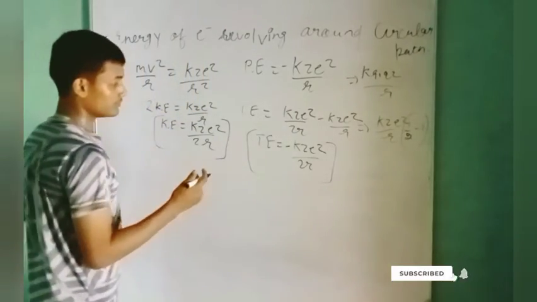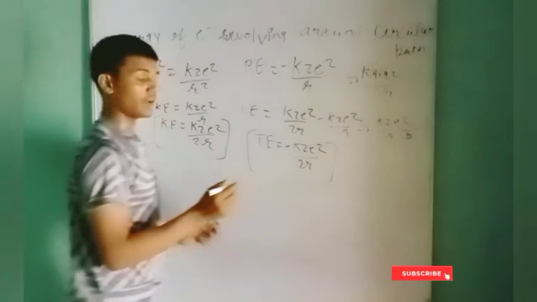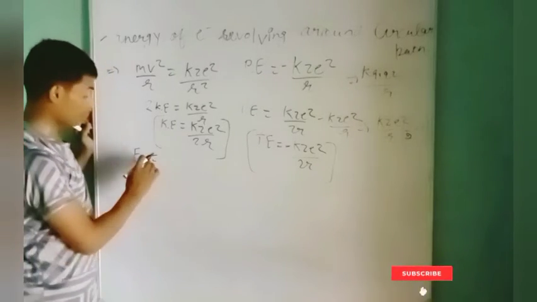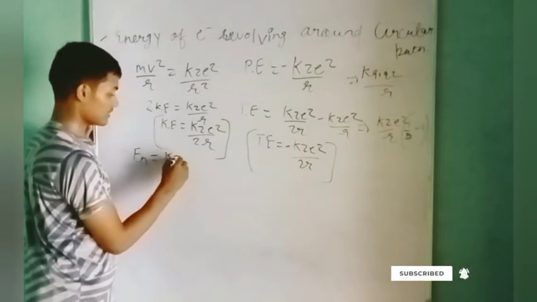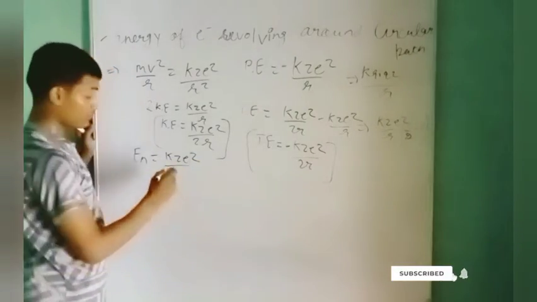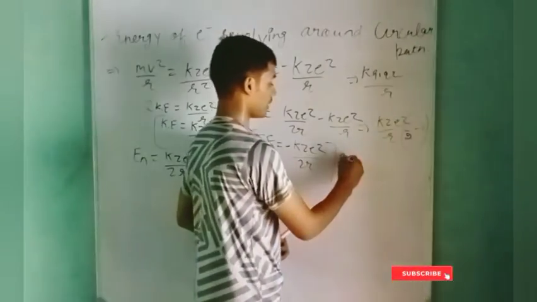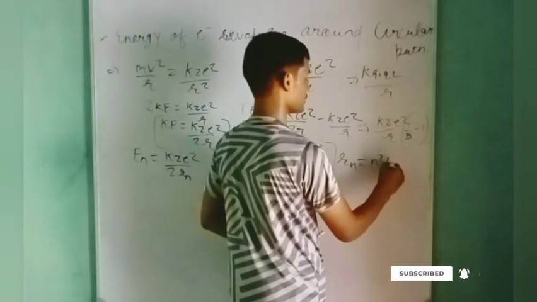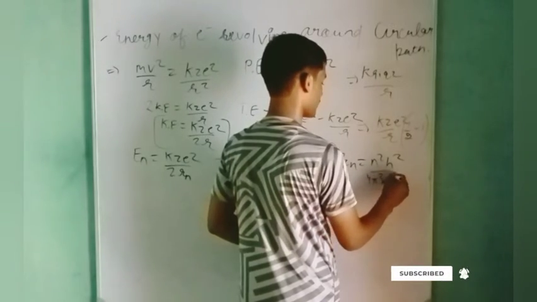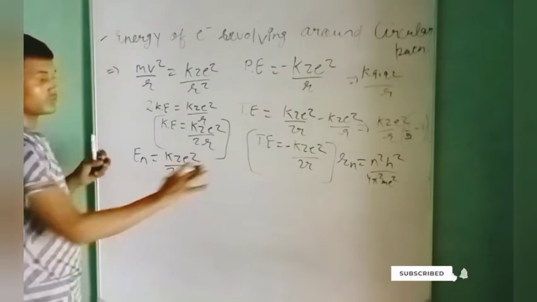Now we have to find the energy En for the nth orbit, so we have to take the radius of the nth orbit, rn. And we know that the formula of rn is equal to n square h square upon 4 pi square m e square. So that is the formula for it.